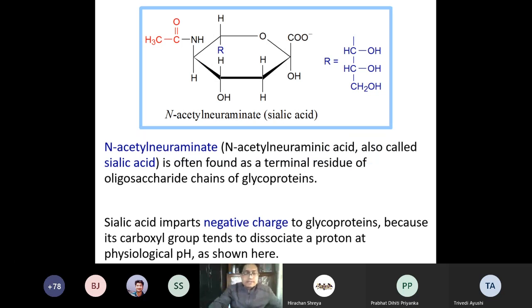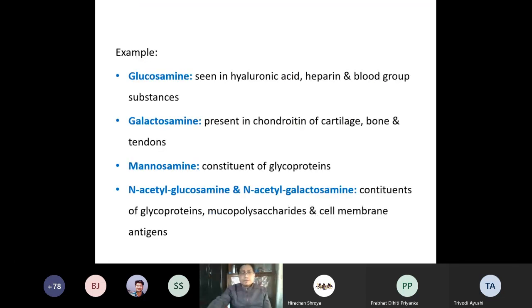Other side chains can also be added as you can see. N-acetyl neuraminic acid, also called sialic acid, is often found as a terminal residue of oligosaccharide chains of glycoproteins. Now, how it is formed: you can see here the R group is attached here, and the acetyl group is attached here, and this is the COOH group here. As the COOH group is here, it can easily ionize and give the negative charge to the sialic acids present. Examples of these amino sugars: glucosamine.